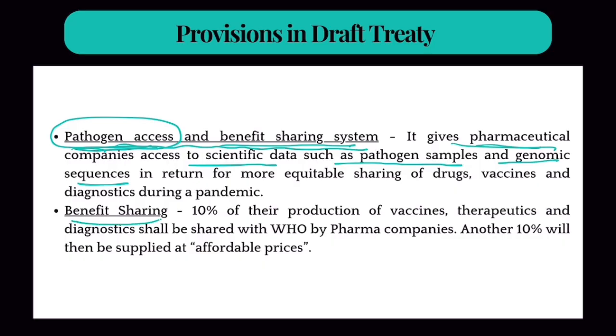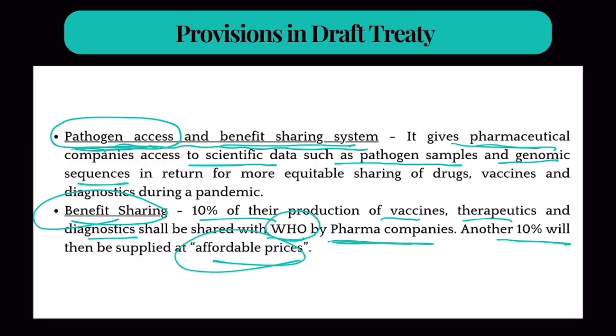Under the benefit sharing system, 10% of the production of vaccines, therapeutics, and diagnostics will be shared with WHO by these companies, and another 10% will be supplied at affordable prices. The remaining 80%, they can charge whatever price they want. This would ensure that in a future pandemic, treatments and vaccines are shared equitably across the world. Clear? So this is a good thing.